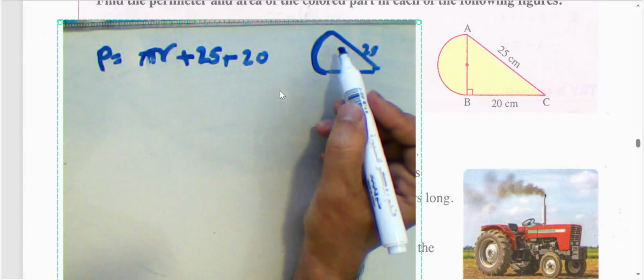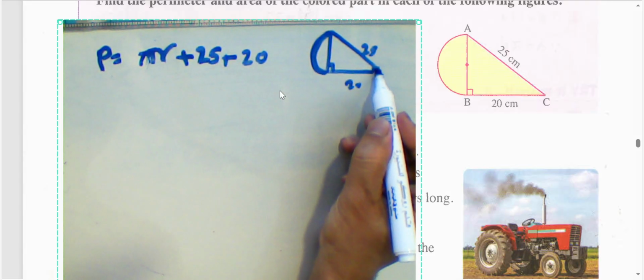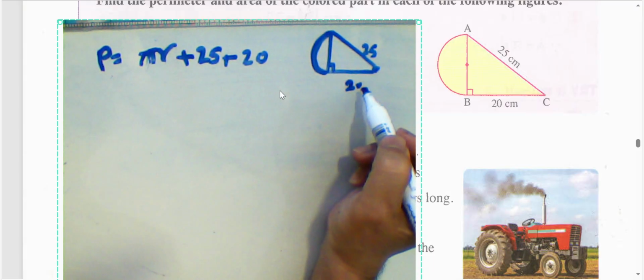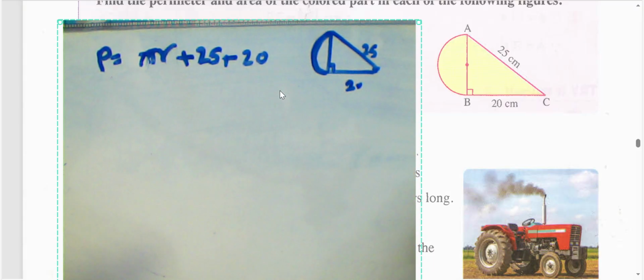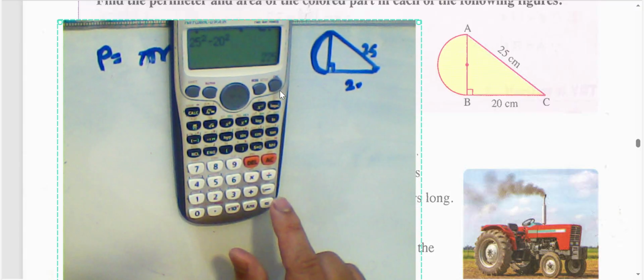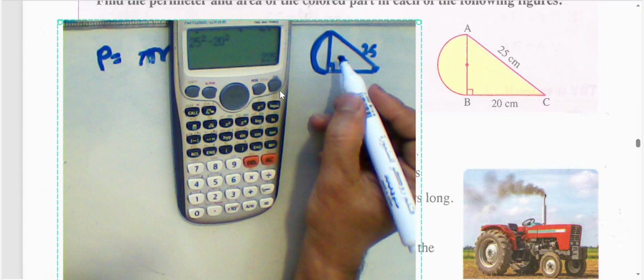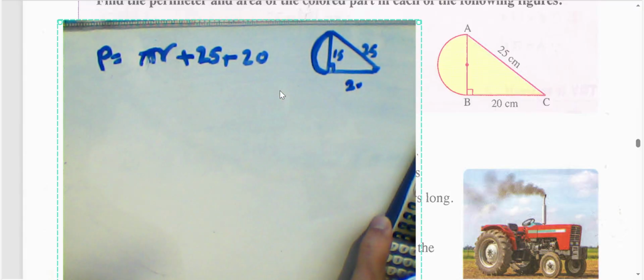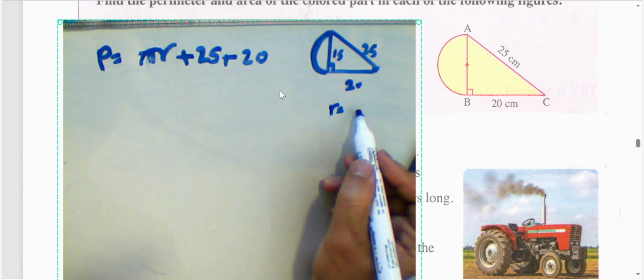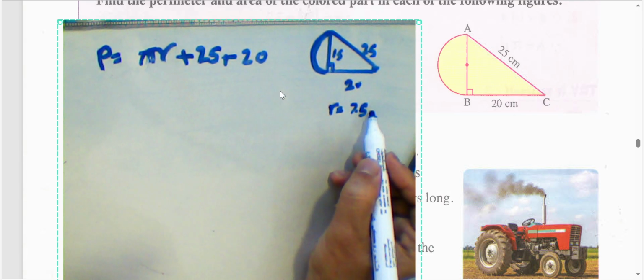And the radius will be get from Pythagoras theorem. We have a right angle triangle. We can write 25 power 2 and 20 power 2 and then find the difference between them. 25 power 2 subtract 20 power 2, it will be 225. Then the length will be 15 centimeters. Square root of 225, it will be 15. Then the radius equal half of 15, 7.5 centimeter.